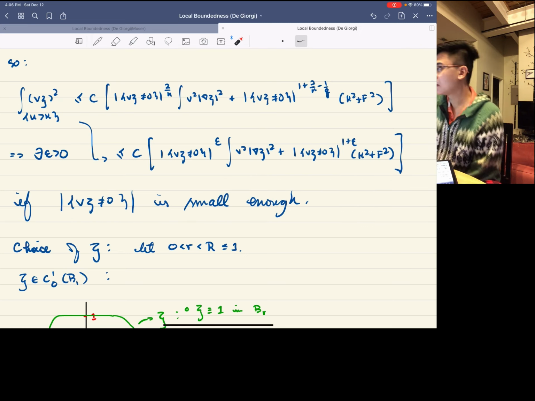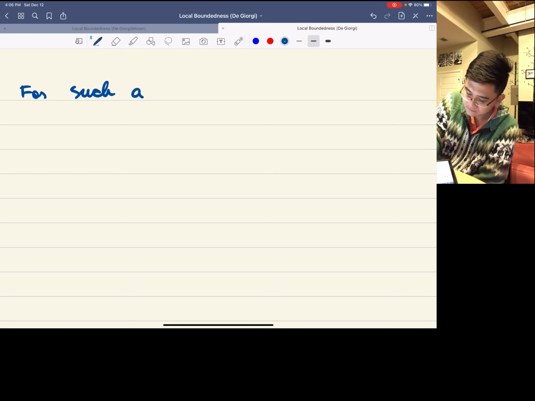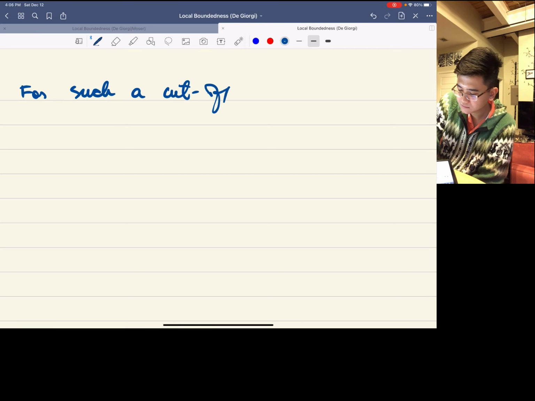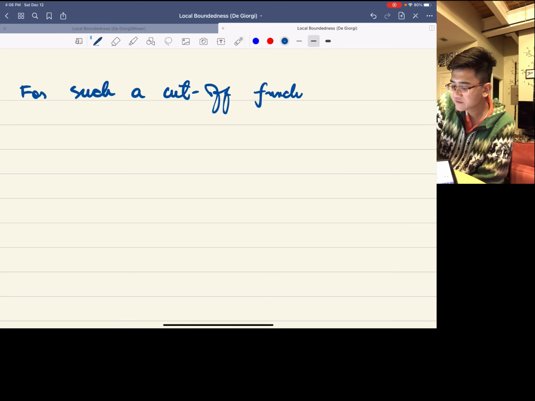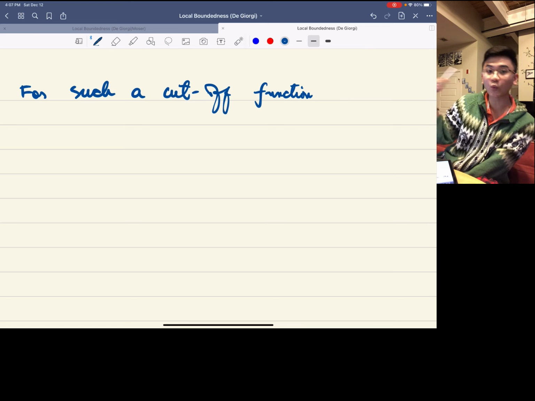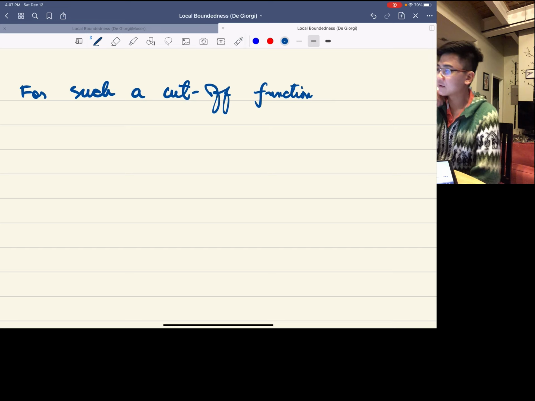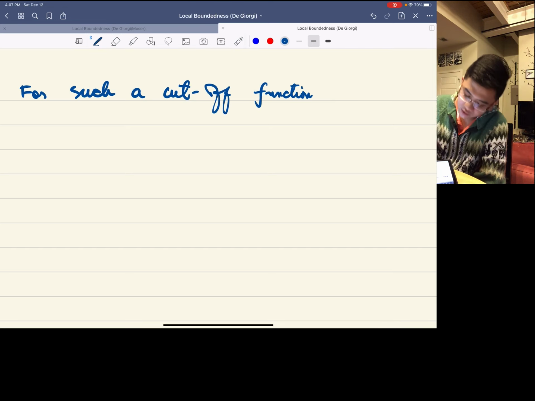Okay. So for such a cutoff function, it's called a cutoff function because it's 0 if you're close to the boundary, and it's just 1 on some small set contained in your set. So for such a cutoff function, let's see. What do we have?